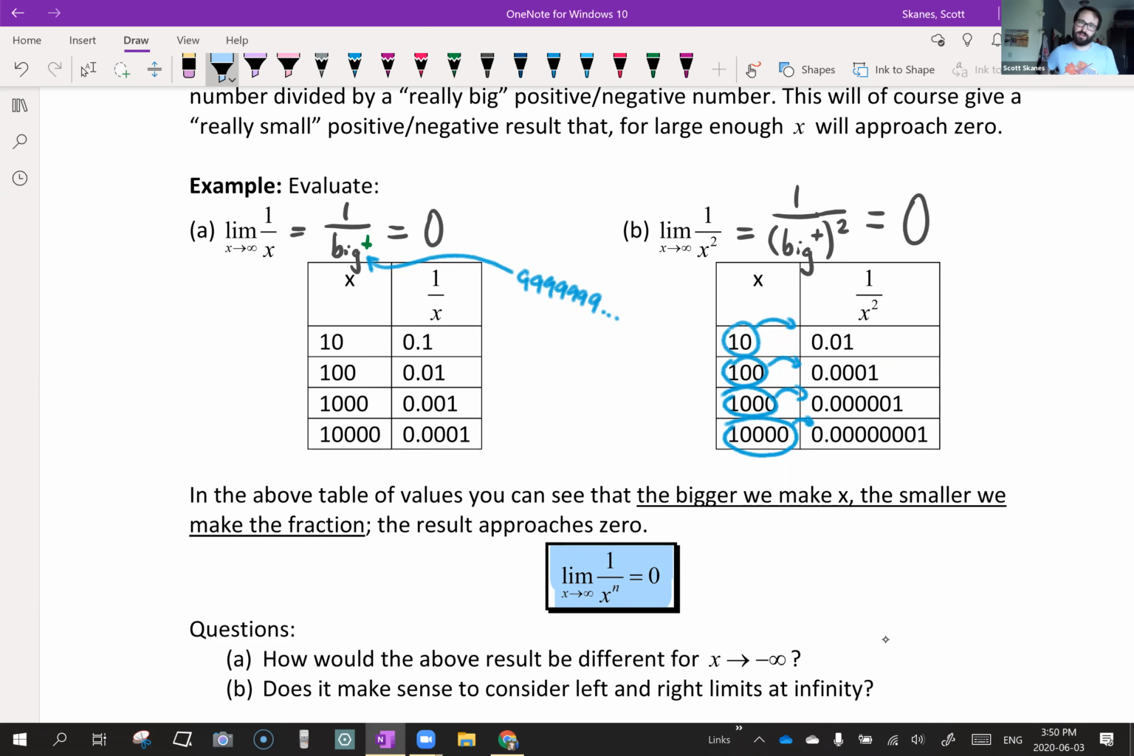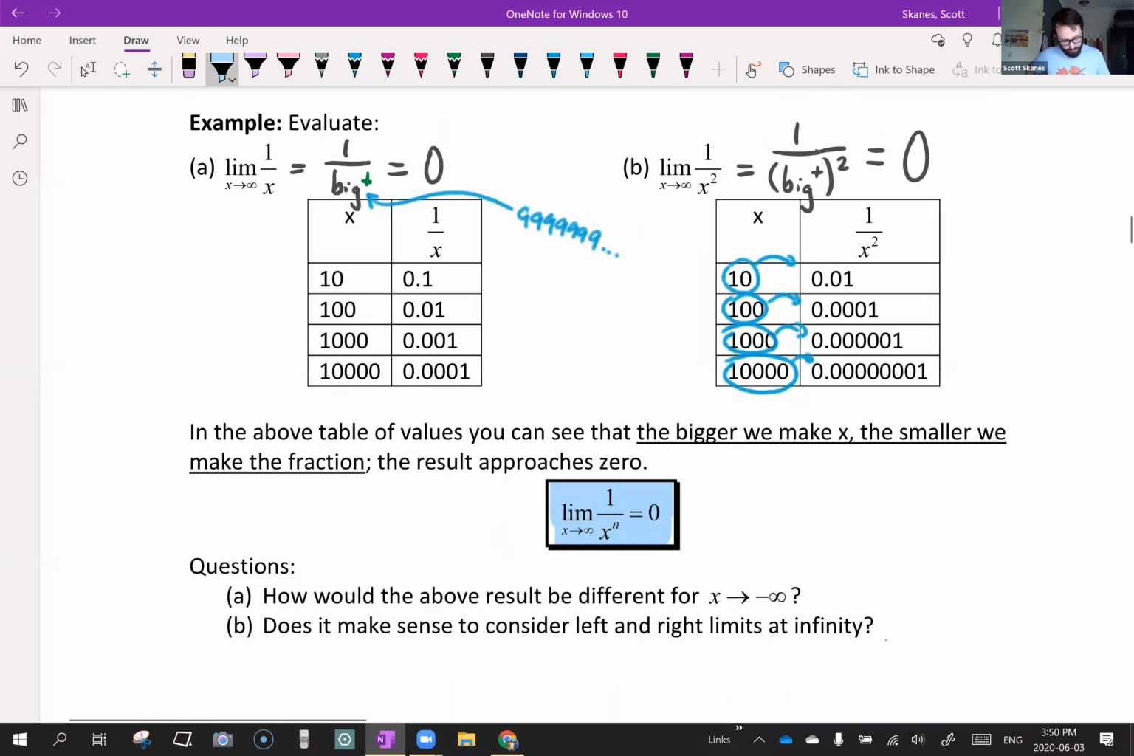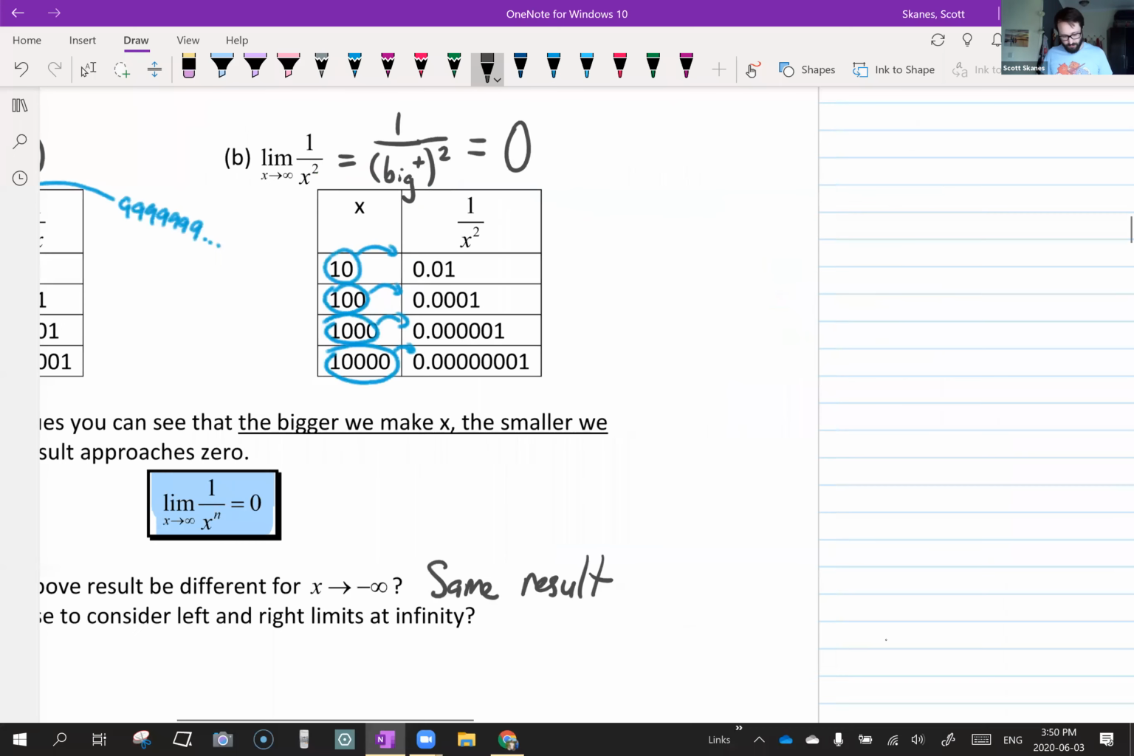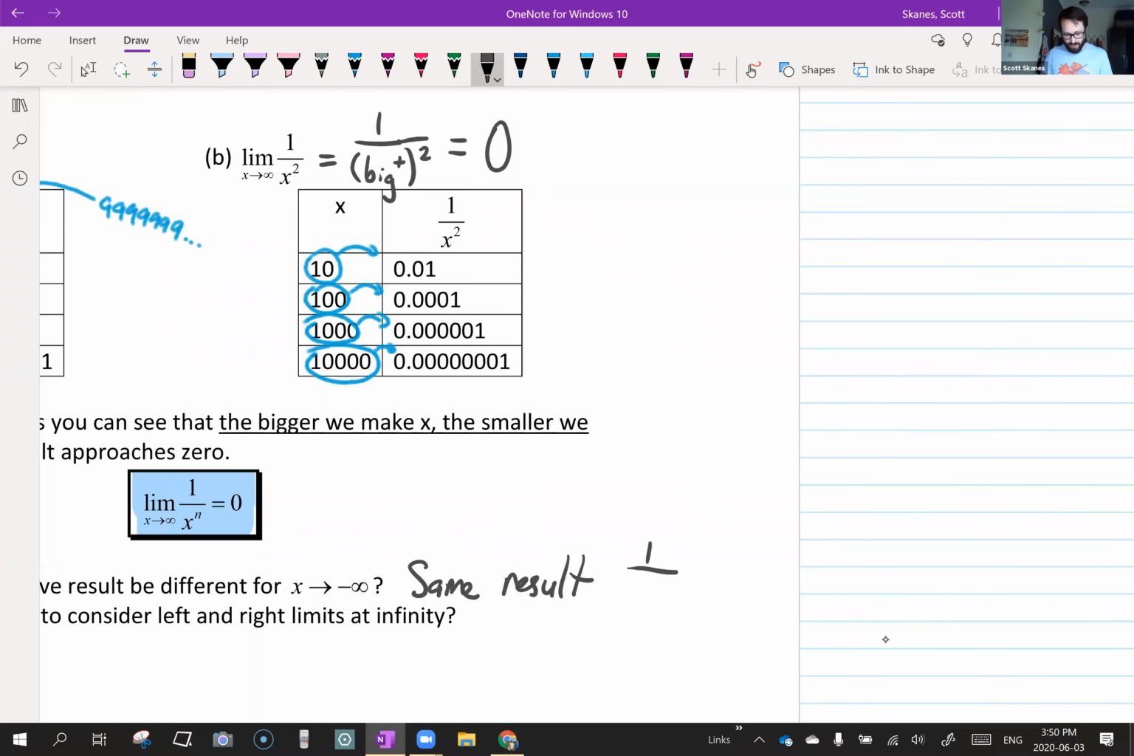Even if it was negative infinity. So there's a little question here. How would the above result be different if x was negative infinity? I'll just say same. It doesn't matter if it's plus or minus infinity. If you divide 1 by a big negative number, you're not going to get negative 0. You're just going to get 0. So no matter what, it still gives that.